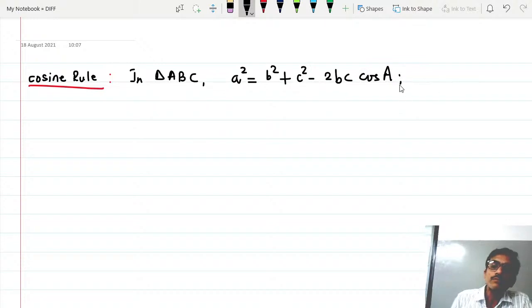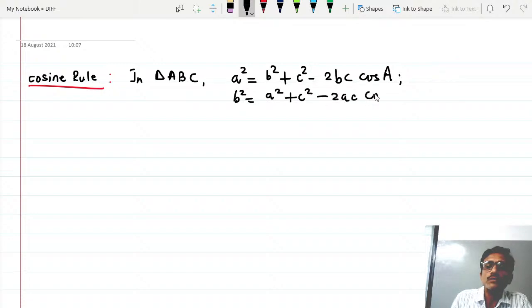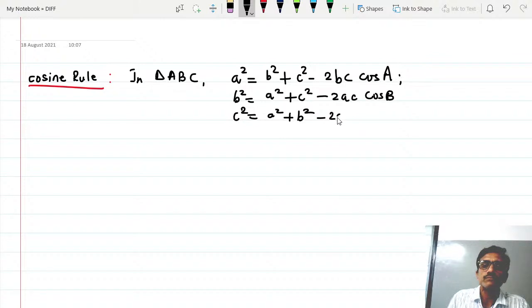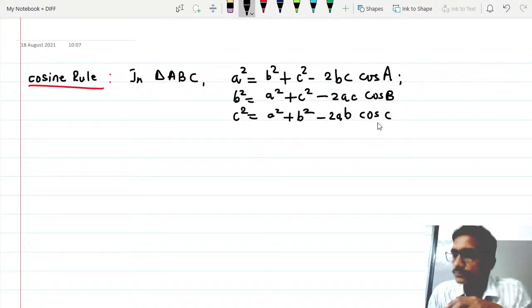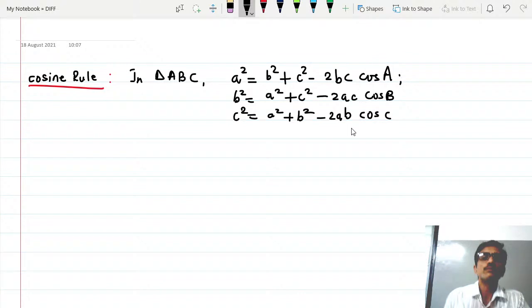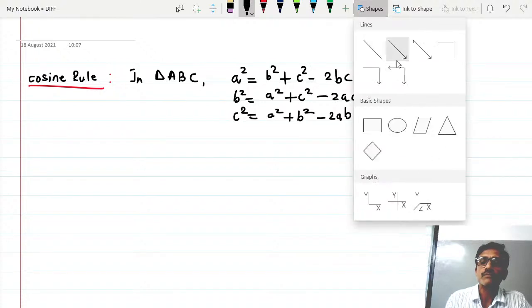So B square is equal to A square plus C square minus 2AC cos B, and C square is equal to A square plus B square minus 2AB cos C. This is cosine rule. Now we are going to prove this cosine rule. Yes, pay attention.